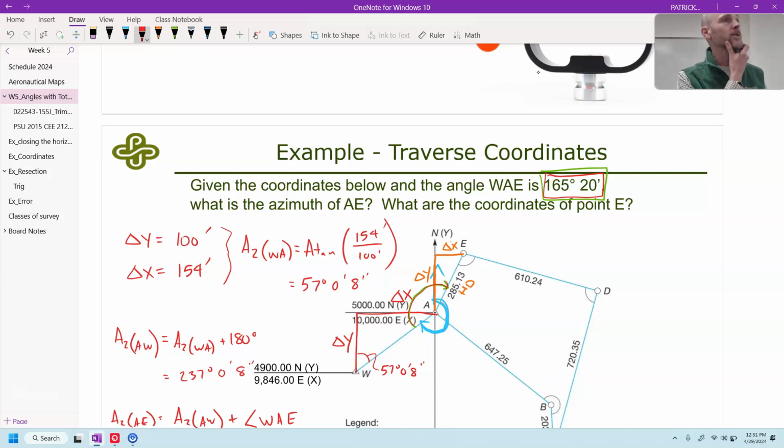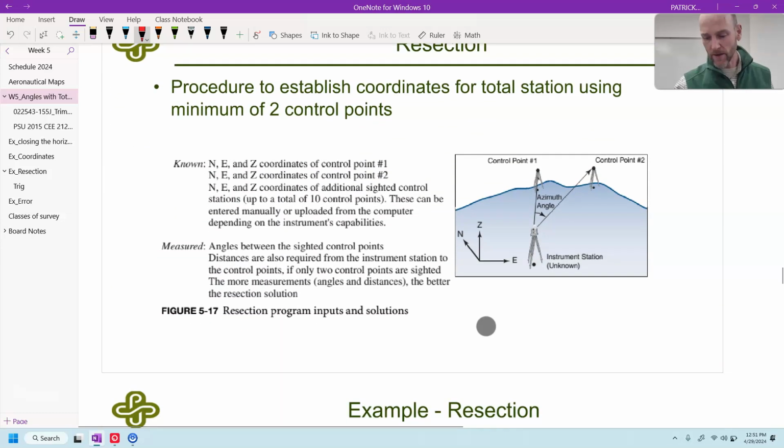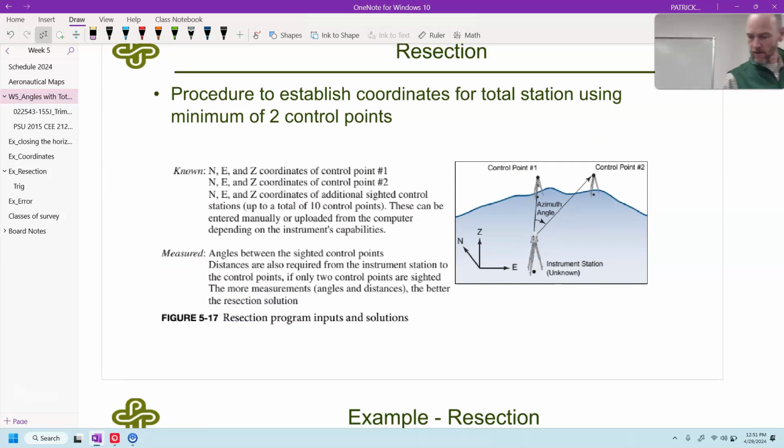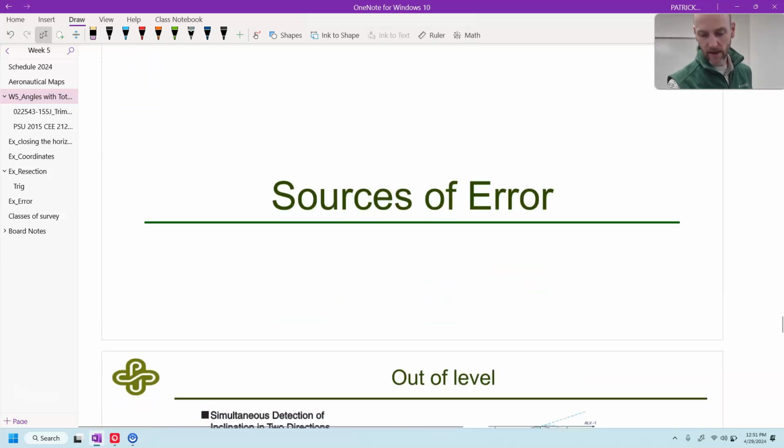Okay. Other questions? So there's one other feature in here. Based on time, I might skip this for today. It's usually called resection. It's one of the menu options I can go into when I initially do my setup. And you just sight two stations of known coordinates. So you enter those coordinates. We'll look maybe on Wednesday at the start of class at the math that it's doing to do that calculation.